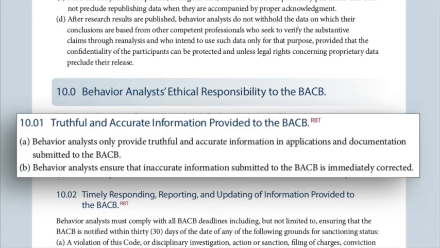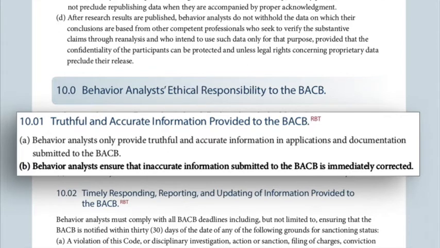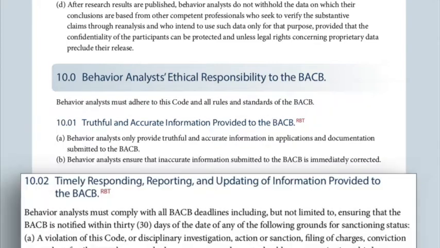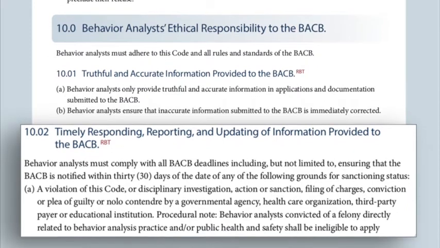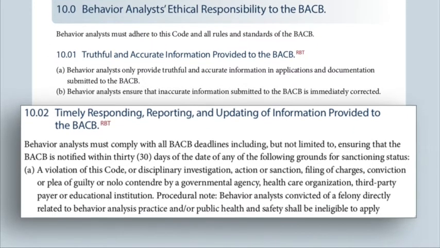10.01 Truthful and accurate information provided to the BACB. A. Behavior analysts only provide truthful and accurate information in applications and documentation submitted to the BACB. B. Behavior analysts ensure that inaccurate information submitted to the BACB is immediately corrected. 10.02 Timely responding, reporting, and updating of information provided to the BACB.